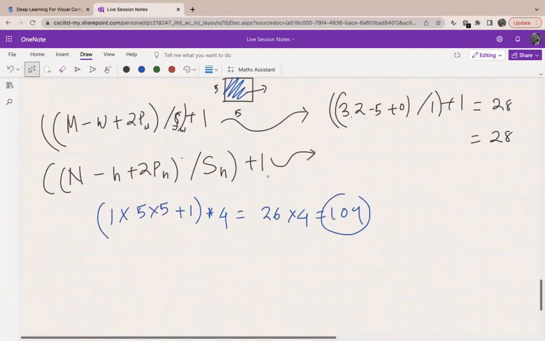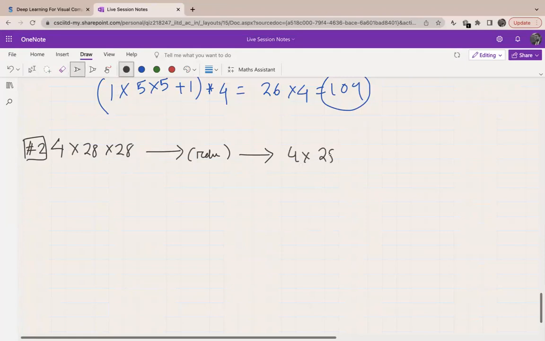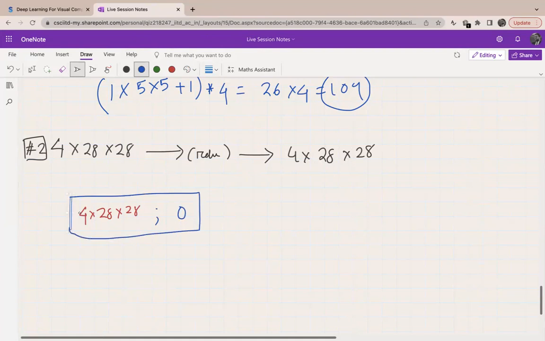first layer. Now the output of the first layer is 4 cross 28 cross 28, and we pass it to a ReLU layer. And as you know, ReLU doesn't affect the dimension of the input. Hence, we'll get 4 cross 28 cross 28. So the output is 4 cross 28 cross 28. And the number of parameters is 0, because ReLU does not take any parameter into consideration.